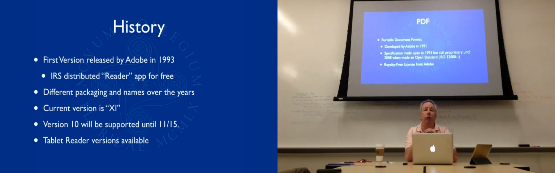Acrobat is basically a tool to edit and modify PDF files, or portable document format files. The PDF itself was developed by Adobe back in '91, before even Acrobat was released. But the specification for it was made open in '93. It was still proprietary, still owned by Adobe, but people could write tools using the PDF format until 2008, when it was actually made an open standard. So it wasn't until 2008 that it became an open standard. And there's the ISO number if you want to go look up the standard.